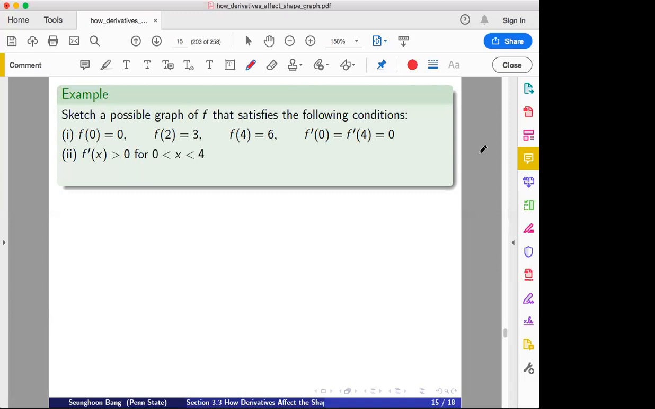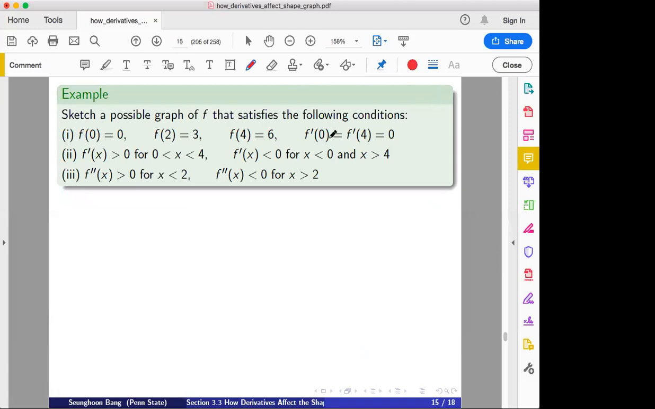The first derivative is greater than 0 for x between 0 and 4. f prime of x is less than 0 for x less than 0 and x greater than 4. The second derivative is greater than 0 for x less than 2, and less than 0 for x greater than 2. So how can you sketch the graph using these conditions?